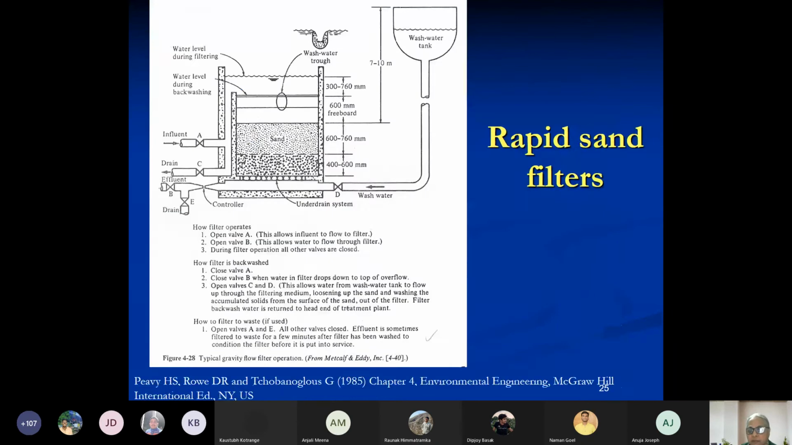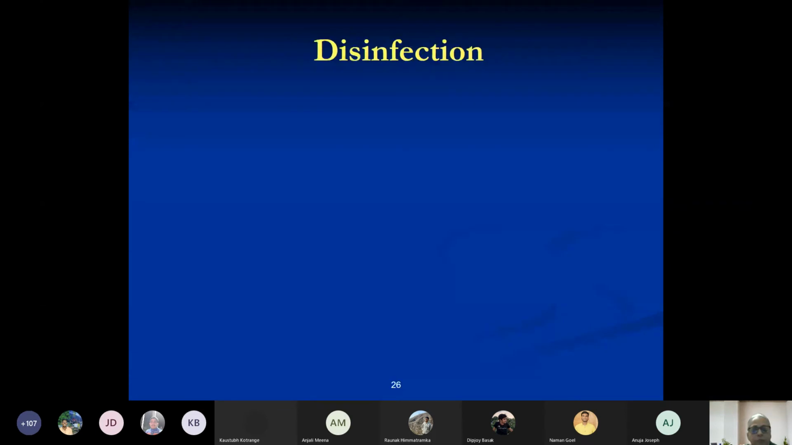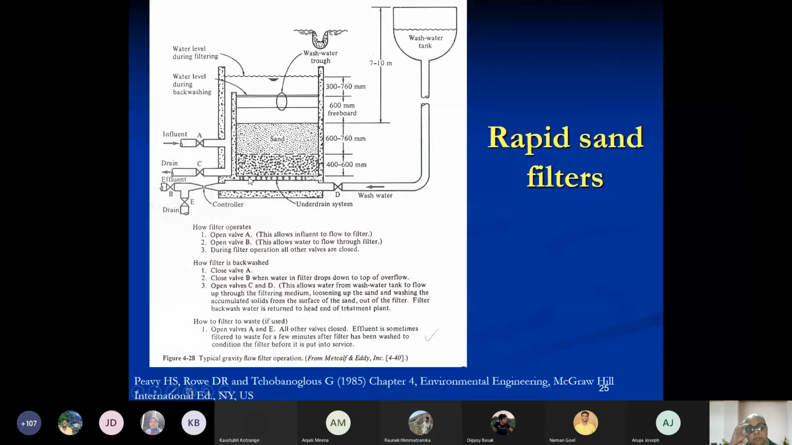Now, what about rapid sand filters? In rapid sand filters, you see a different phenomenon. So here is a rapid sand filter. You can see that the design is a little more complicated compared to a slow sand filter. You have your under drainage system. This is our under drain system, followed by a gravel layer on top of it. And on top of that, you have a sand layer. And then above the sand layer, this is the water column and this is the freeboard.